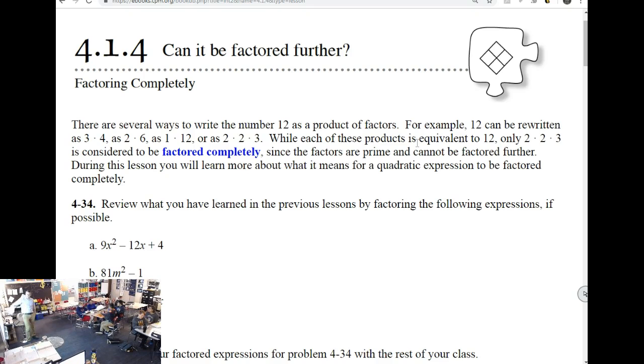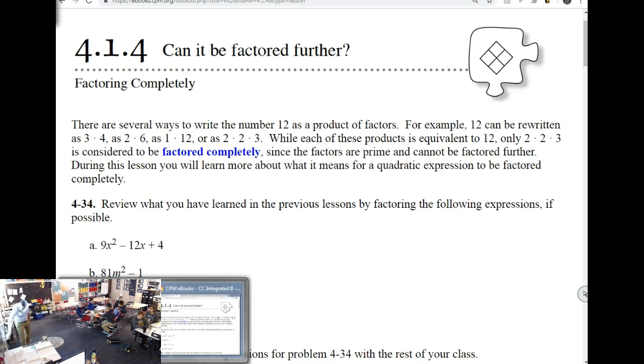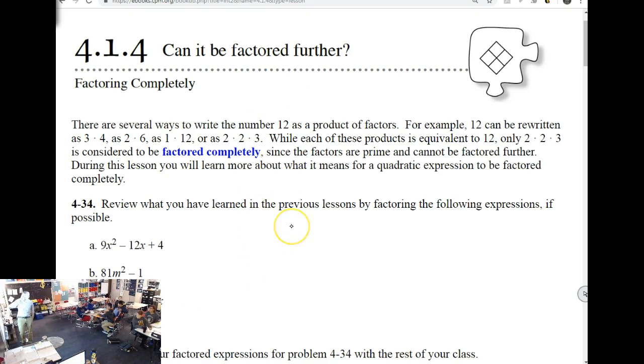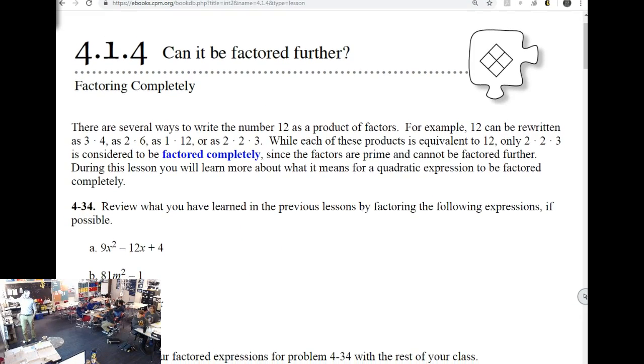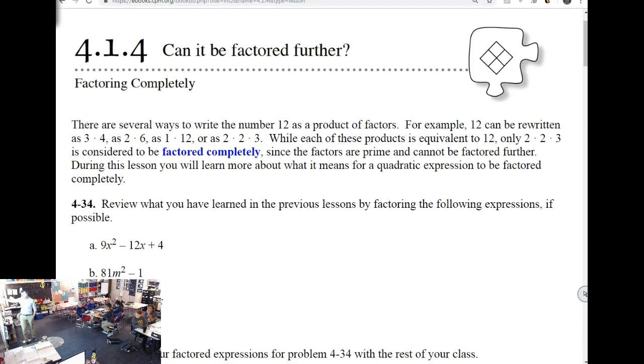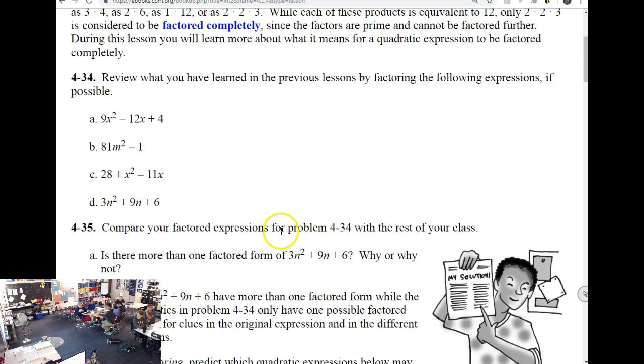Okay. So, when we talk about factoring things, we want to factor completely. The software isn't letting me do what I want to do. That's not helpful. All right, so look at 34. We want to completely factor these.